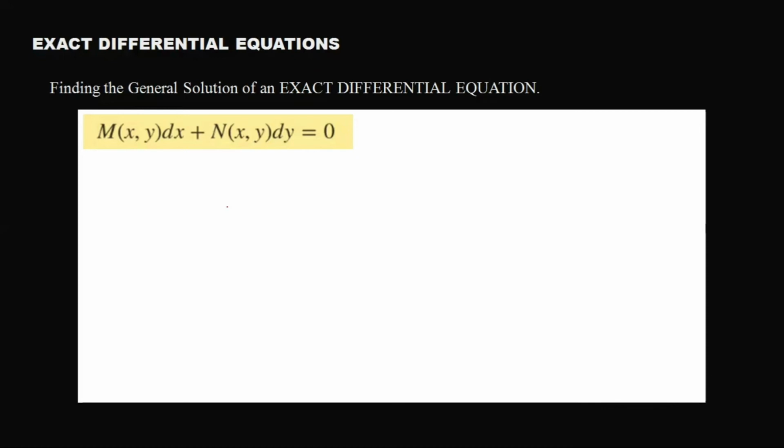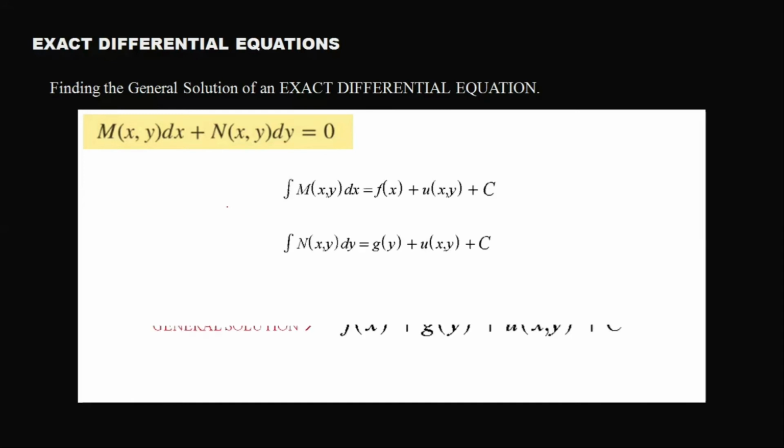So kapag yung given differential equation ay na-determine na natin exact siya, then pwede na natin isolve yung kanyang general solution. So para makuha yung general solution, we just need to integrate both terms. So therefore, ito na ang kanyang general solution. May makukuha kang purely in terms of x, purely in terms of y, and combination of x and y. And may possibility din na yung purely in terms of x and y ay maging 0.